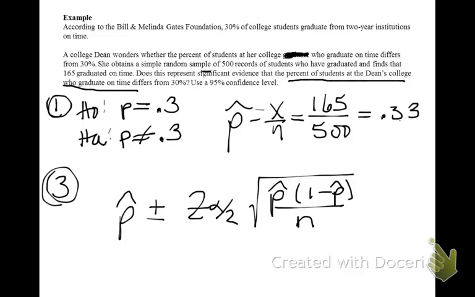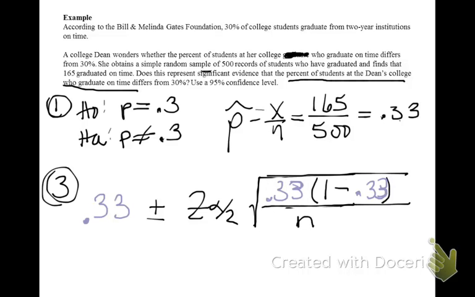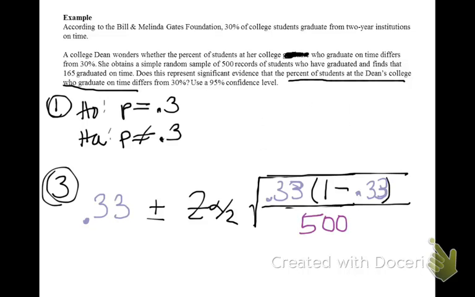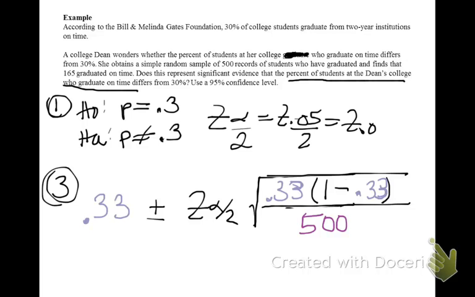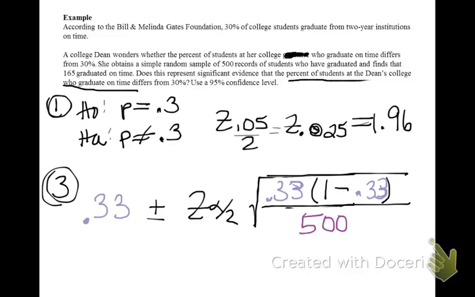The next item we can plug into the formula is the sample size, and we see that 500 student records were recorded. Lastly, we should get z alpha over 2. Here, because we're doing a 95% confidence interval, we know we're looking for z 0.05 divided by 2, or z 0.025. We should have memorized that this is 1.96. This is the value we'll plug in for z alpha over 2 in our confidence interval formula.